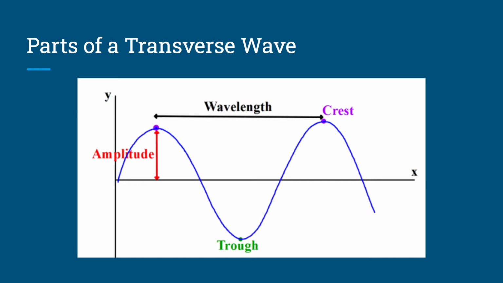And they're fairly simple. They have a crest, which is the top of the wave, and they have a trough, which is the bottom of the wave. So crest, top, and trough, bottom.